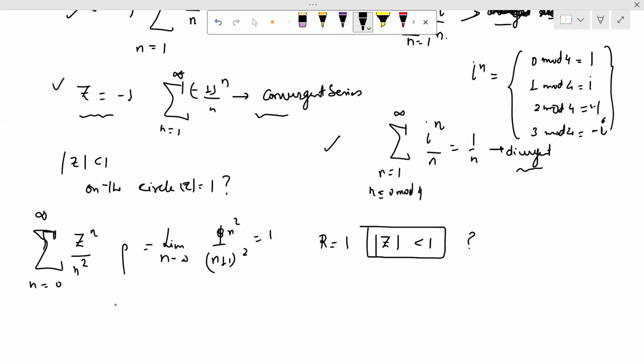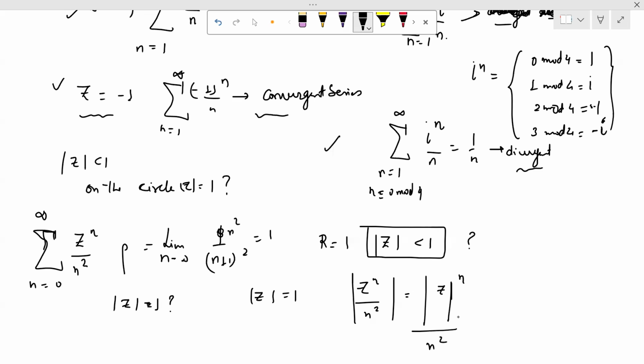Now about your question: what if mod z is equal to 1? Whether this converges or not? So if you take mod z equal to 1, and I just take the mod of the series, it implies the mod of z raised to power n divided by n square. And if mod z equal to 1, this will be equal to 1 upon n square.